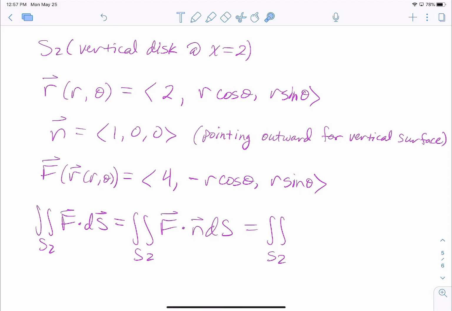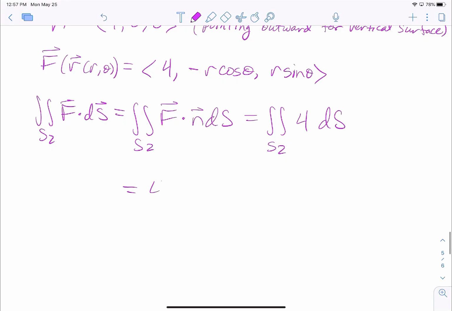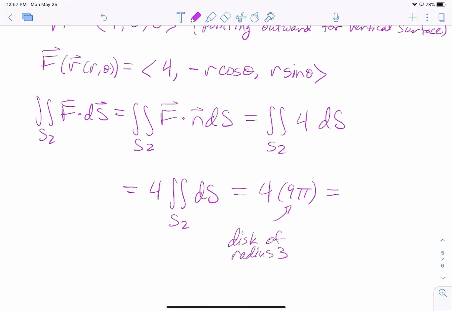F dot n, well, n is 1, 0, 0. F has an i component of 4. So this turns out to be 4 dS as our integrand. We can rewrite this as 4 times the integral over S2 of dS, but that's simply the area of the disk. And so this is 4 times 9 pi, where 9 pi is the area of that disk of radius 3. And so our answer here for S2 is 36 pi.